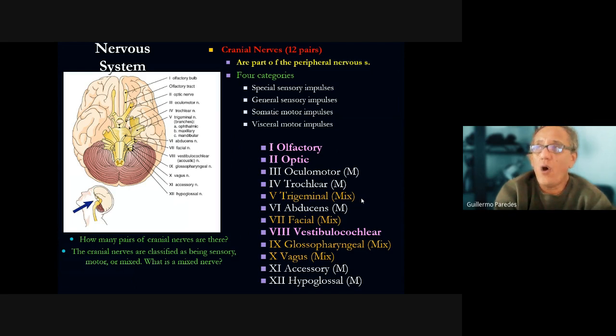Number two, the optic nerve. So please write down, optic nerve is only for vision, not for eye movement. Not for eye movement. You okay with that?